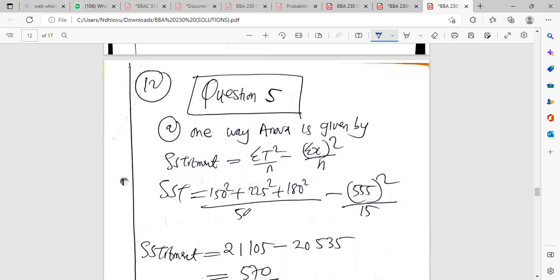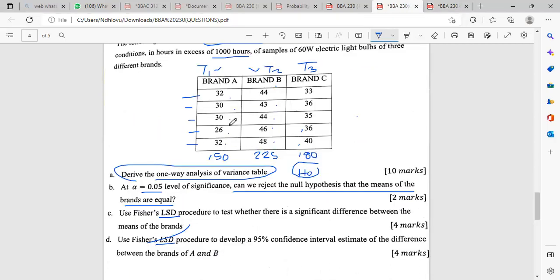Our n was 5. Why 5? We can count 1, 2, 3, 4, 5. That's where the 5 is coming from. So 150 squared divided by 5. If need be, you can go one by one: 225 squared divided by 5, or 180 squared divided by 5. This is how we are getting each of these values.